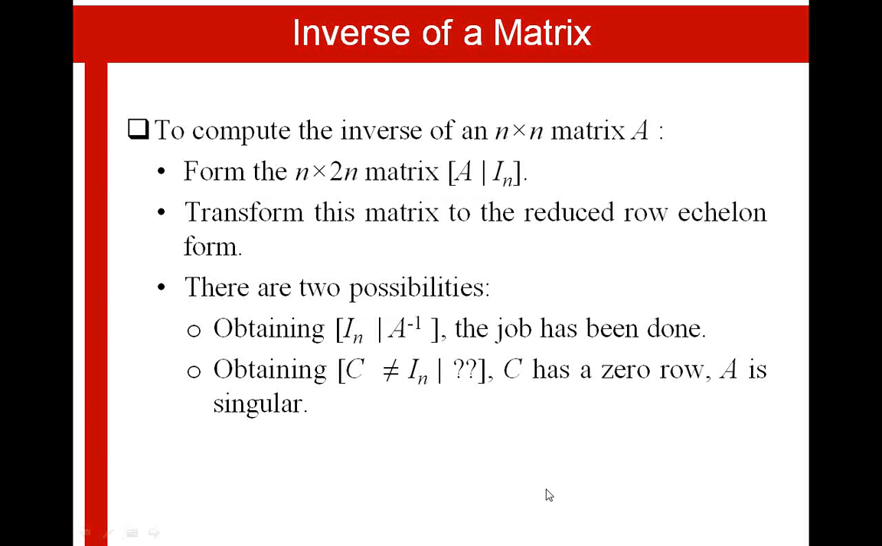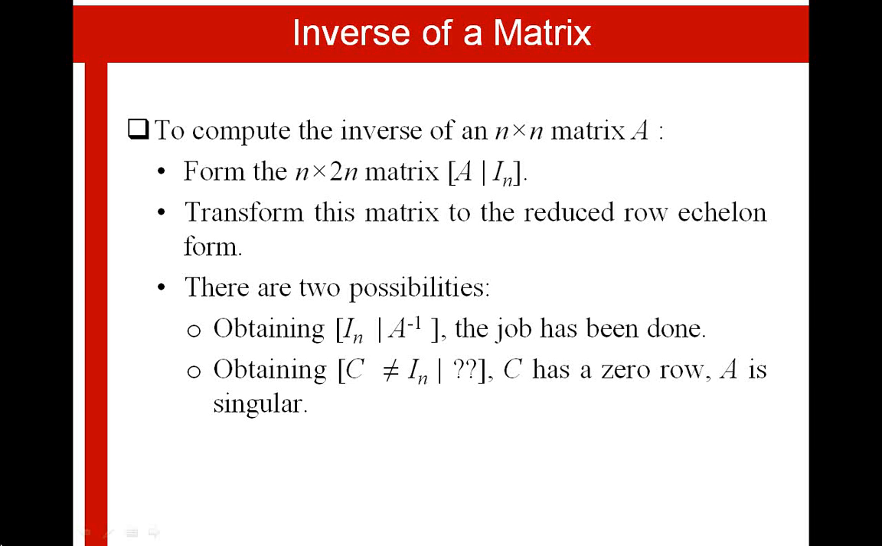Now, how do we compute or find the inverse of a matrix that is 3 by 3 or higher? To do that, first we form the n by 2n matrix, A augmented with I. In other words, we append to the matrix A the identity matrix I of the same size. Number two, we transform the matrix to the reduced row echelon form.